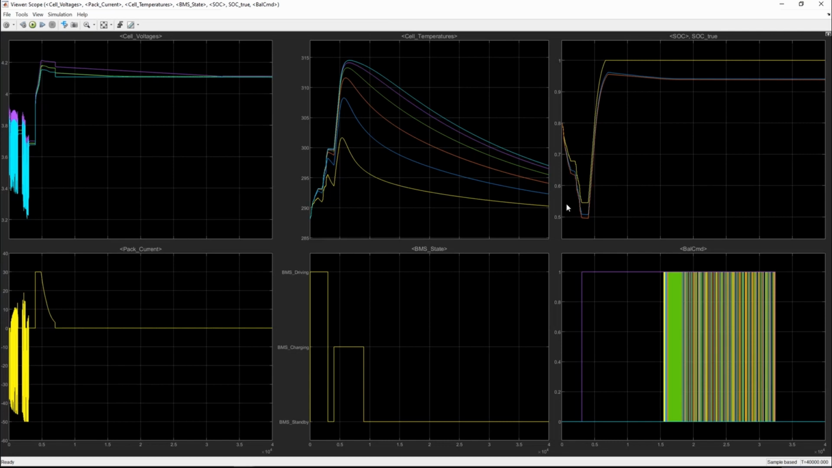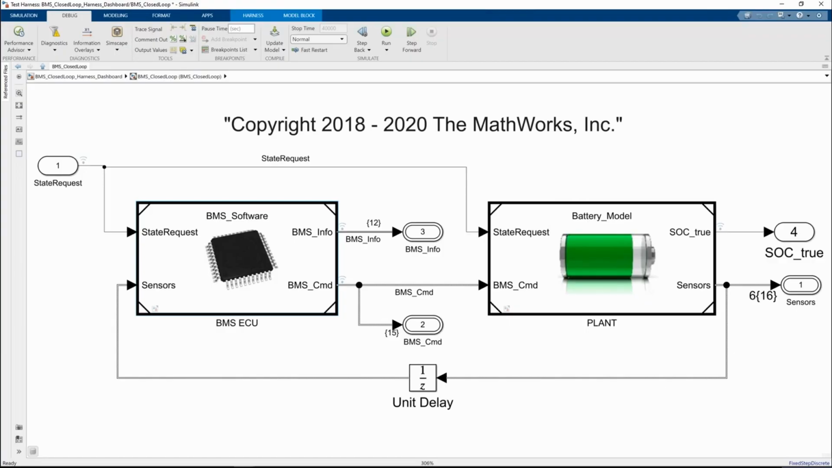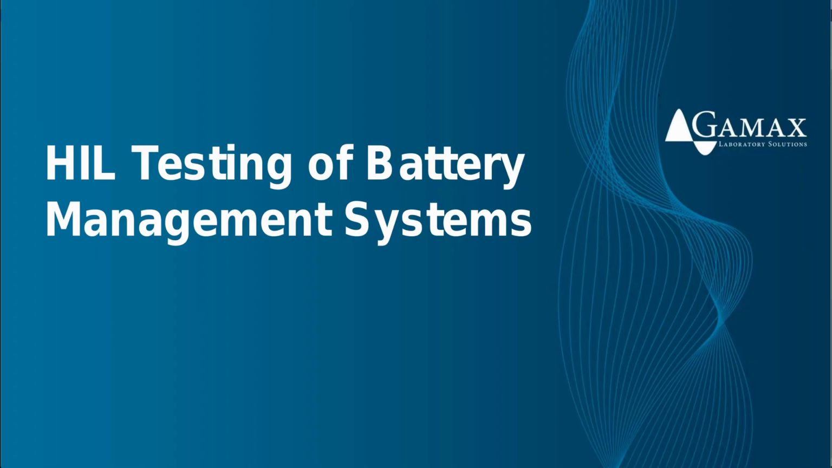But on the other hand, both Kalman filtering algorithms recover from the initial error within the first hour of simulated time, with the EKF slightly outperforming the UKF. Finally, the other two scopes indicate BMS states and each of the 6 balance command signals. In summary, we have utilized Simulink, Simscape, Stateflow, and control system toolboxes to design a battery management system using modeling and simulation. In the last section, we will take a look into hardware-in-the-loop testing of battery management systems.